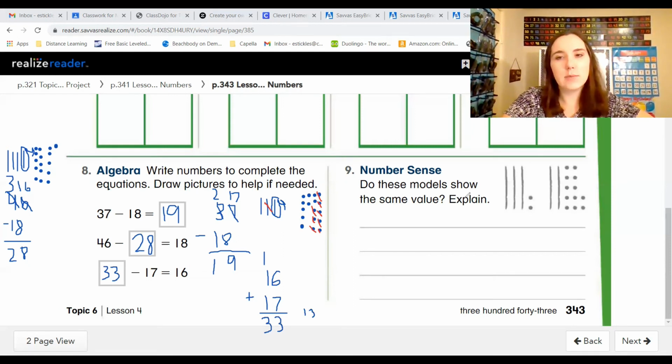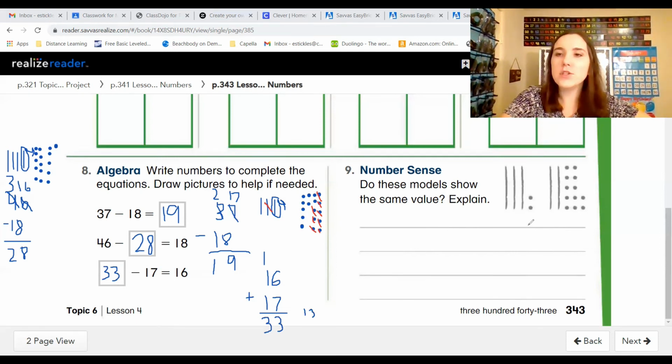It says, do these models show the same value? Explain. So take some time, take about 2 minutes at least, think about this, maybe do some doodling, check it out if you need to, draw it in a different way, see if you can regroup anything, and then write out your answer, and then come back to me when you're all ready, and we will talk about it.